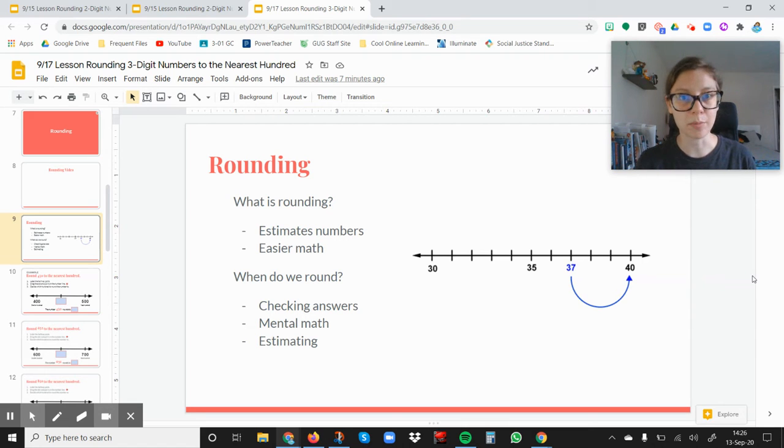So let's just do a recap of what is rounding. Well, it's when we estimate numbers and it makes for easier math. When might we round? Well, if we're checking answers, maybe we did an addition or a subtraction problem and we want to see if it's a reasonable answer that we got, we could estimate it. We also use it when we're using mental math, so we round numbers to make them easier to manipulate in our head. We also use it when we're estimating. Maybe we don't need to know an exact answer, but we can estimate it and say, that's about this much.